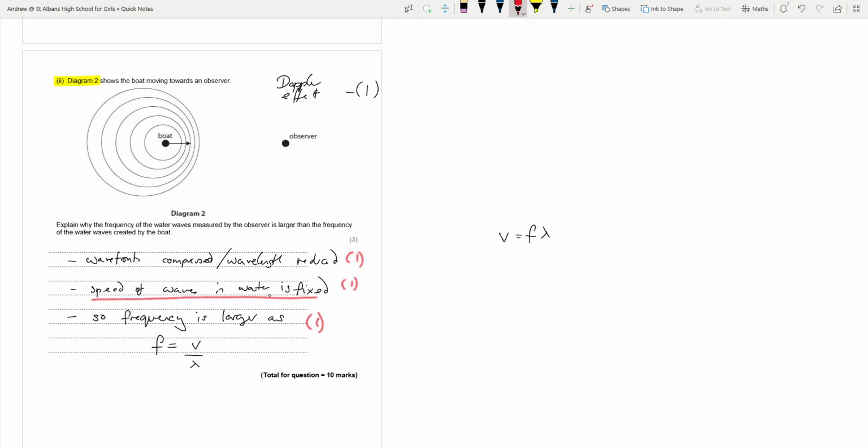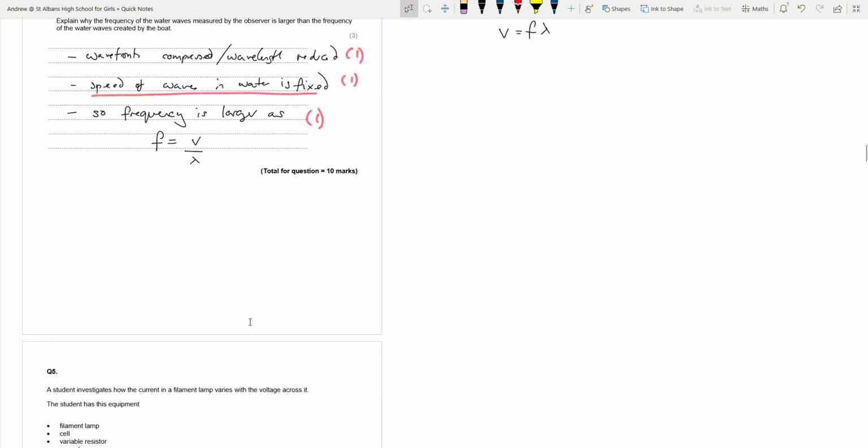If you make none of these comments, but you say because of the Doppler effect, you also do get 1 mark, but you only get it if none of these are also said as well. So it's a separate point.